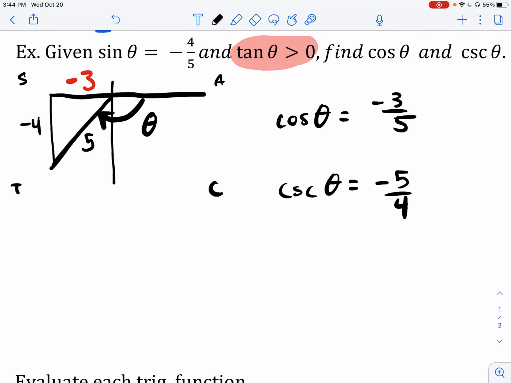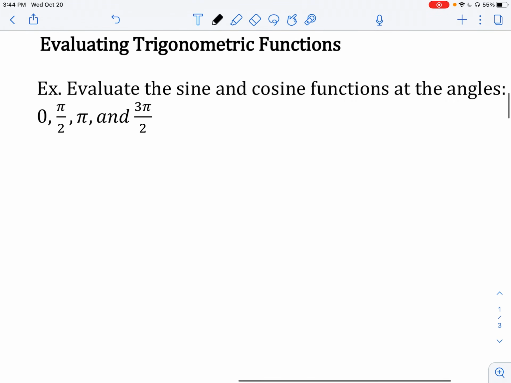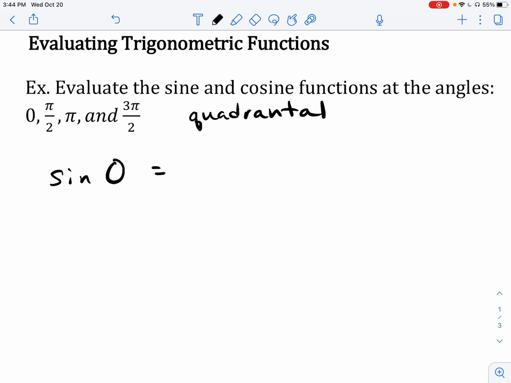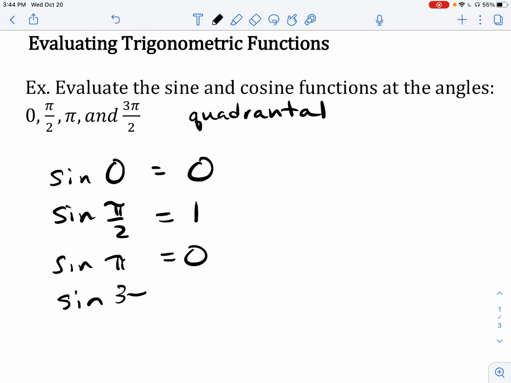Okay. And the last thing that I just want to mention here, this will be the last set of problems, and I'll let you practice the others on your own, is to evaluate the sine and cosine functions at the angles here. Now, you'll notice that all of these angles here are not in any particular quadrant. These are called quadrantal angles because they lie on an axis. So just quickly run through them. We know that the sine of 0 is equal to 0. The sine of pi over 2 is equal to 1. Sine of pi is equal to 0 because it's on the x-axis. Sine of 3 pi over 2 is equal to negative 1.